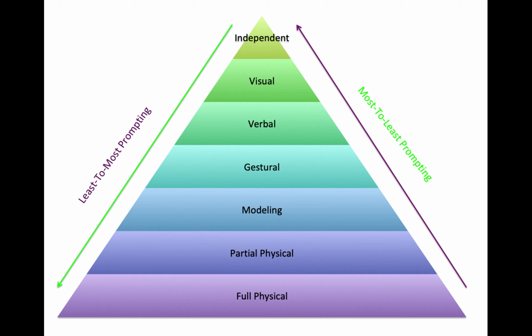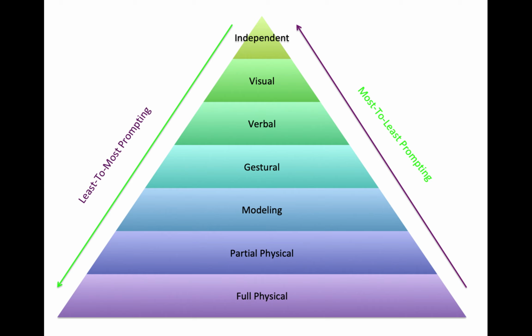So when you think of a prompt hierarchy, you should imagine a pyramid shape, like the one on the screen in front of you. At the top is independent responses. This is where the learner is not being prompted at all during their response. They are doing it independently. Going to the next level of the pyramid, you would see that it says visual and then verbal. Stepping down from there is a gestural prompt, and then it is followed by modeling and then partial physical. At the very bottom of the pyramid is where you are going to be seeing full physical.